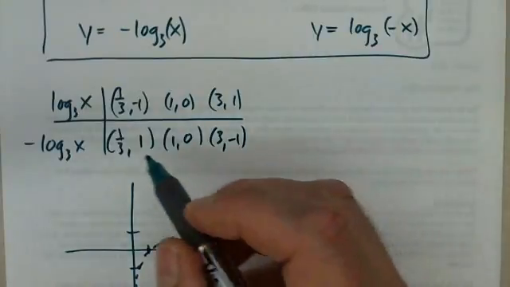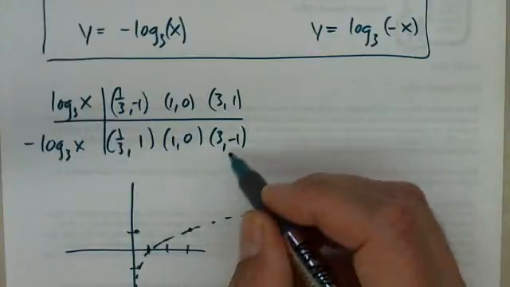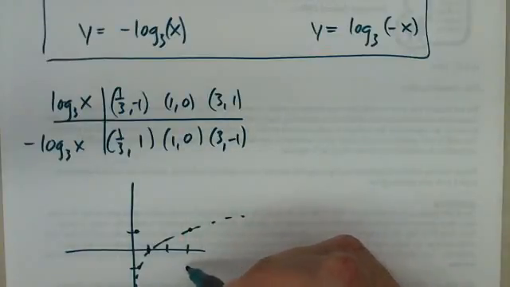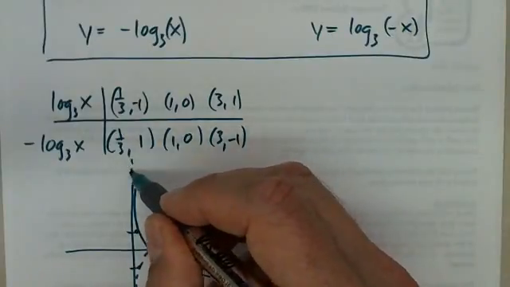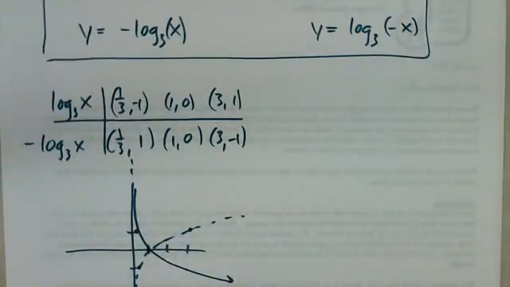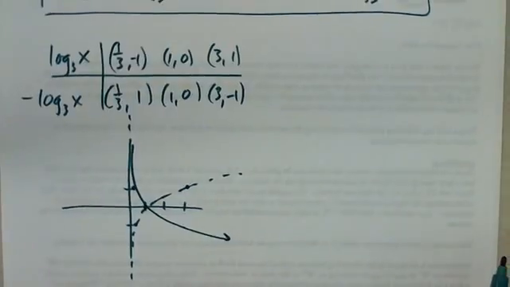Parent function. And then we'll go 1/3. Now we go up 1, 1, 0, and then 3, -1. The vertical asymptote stays in the same place. And there's a vertical reflection.